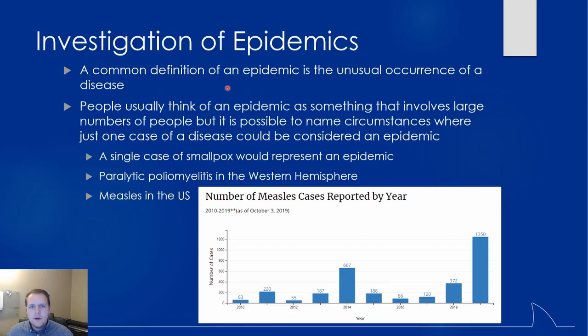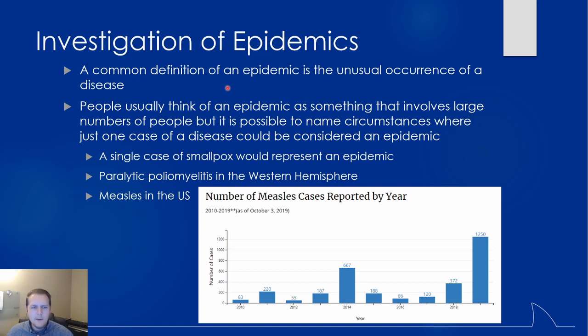And as we've mentioned, the common definition for an epidemic is really just the unusual occurrence of disease. Even though people really think that it has to involve a large number of people or has to be spreading across the nation, even one case of it could really be considered an epidemic. So imagine if you had one case of smallpox, that would be pretty significant there.